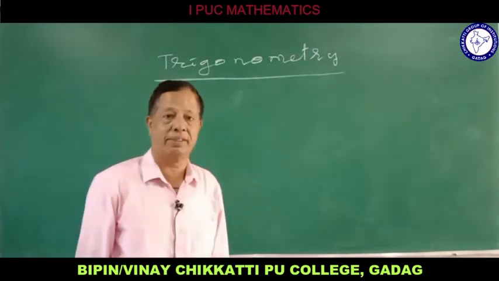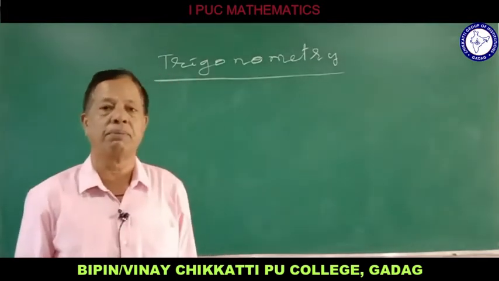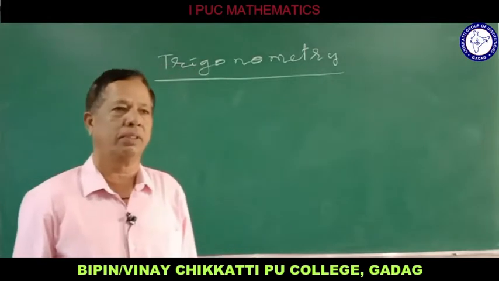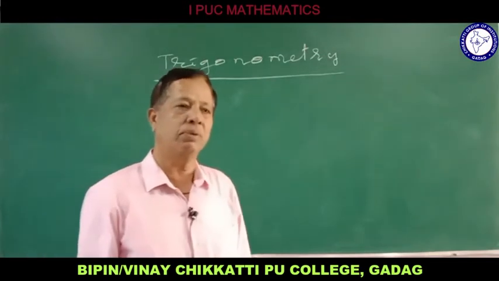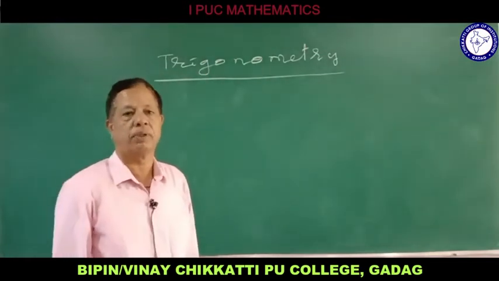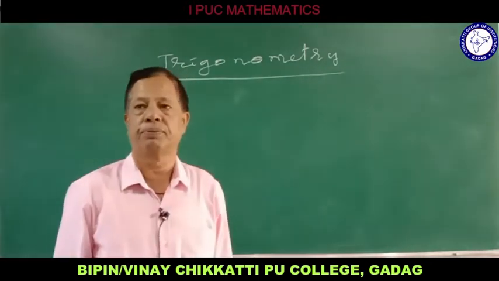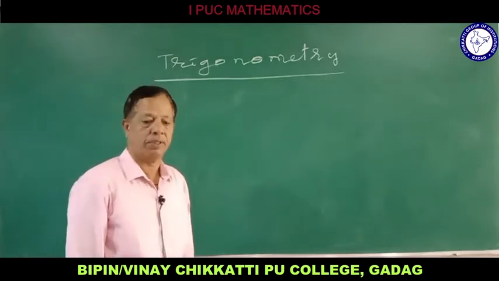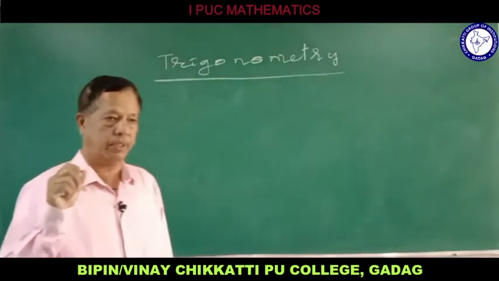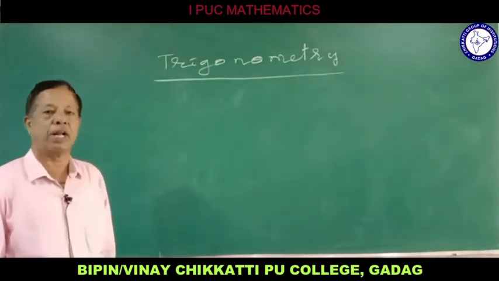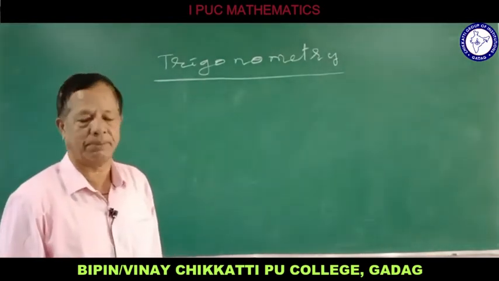trigono and metry. Trigonometry. Trigono means triangle, metry means measurement. In one line explanation, triangle measurement. In a triangle, what do we say? Only 3 angles and 3 sides, about which we are studying. That is nothing but the new branch of mathematics, that is called trigonometry. I hope now you can understand the one line explanation: study of triangles is called trigonometry.